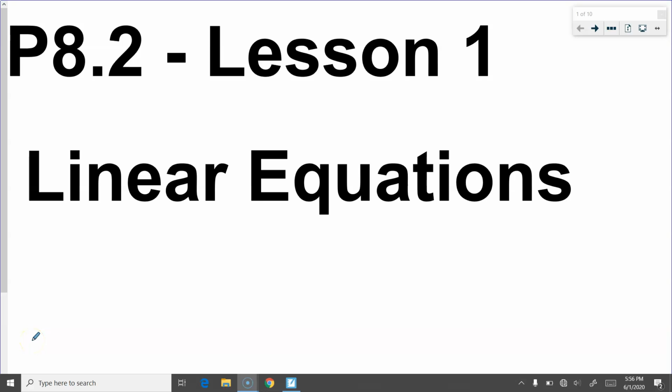Hi there. We're on P8.2 Lesson 1, Linear Equations. The first thing I want you to do in this lesson is to go to the visual notes and look over the very first part of solving equations using models. There's a few examples and pictures of using a balance scale. It's a pretty simple concept, so I left it out of this lesson, but I do want you to go through it because there's a few questions in the assignment on it.